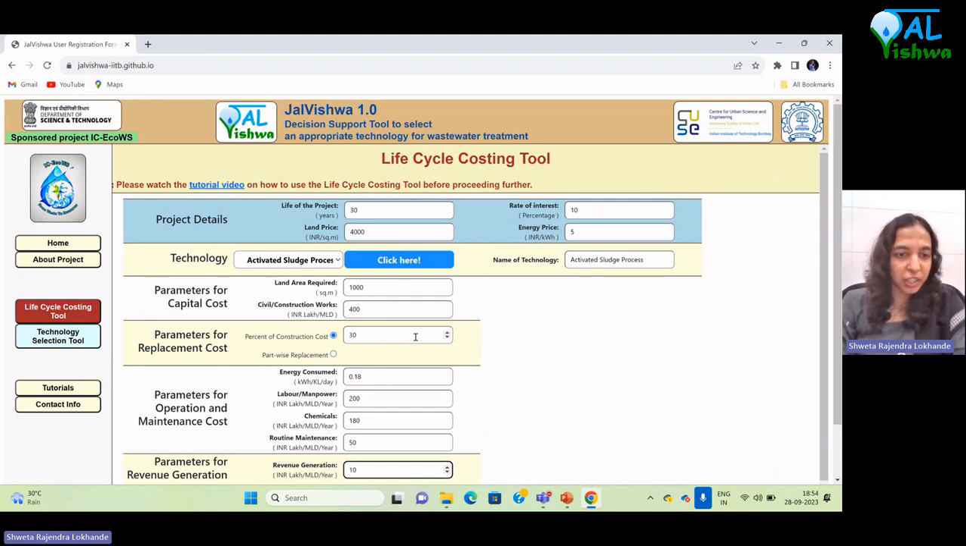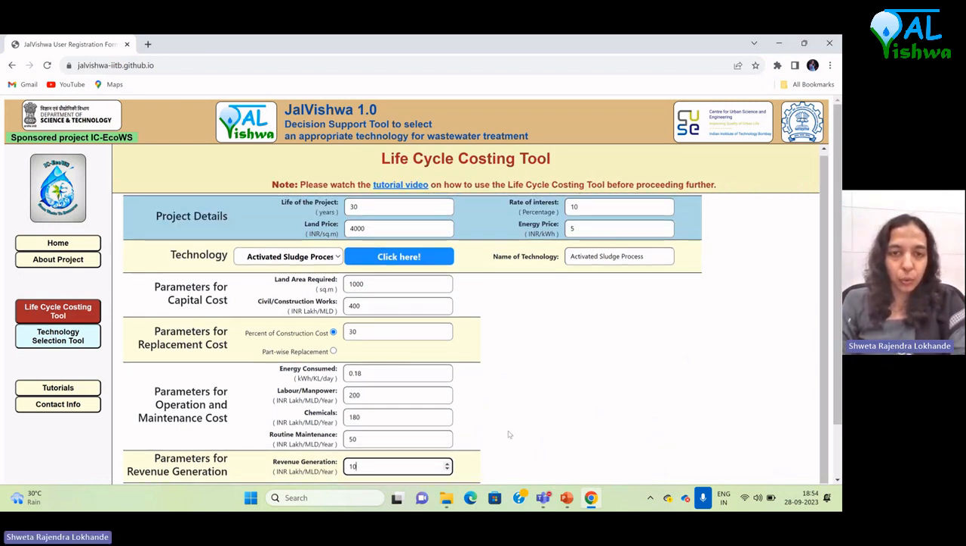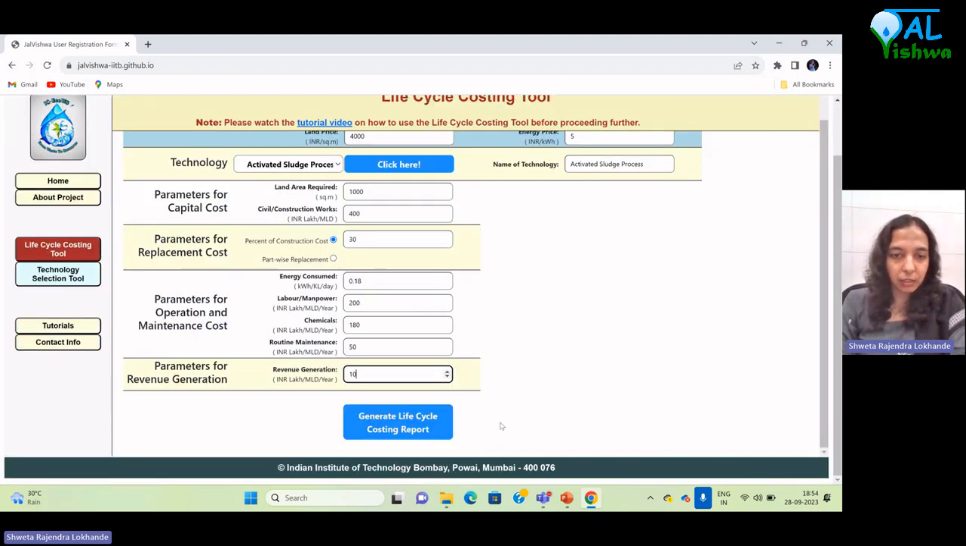And operation and maintenance cost, as you are observing, has been represented in the different components in terms of energy, manpower, chemicals, and routine maintenance. So depending on the detailed cost components you have for that technology, you can fill in these details. So I will now generate the life cycle costing report.